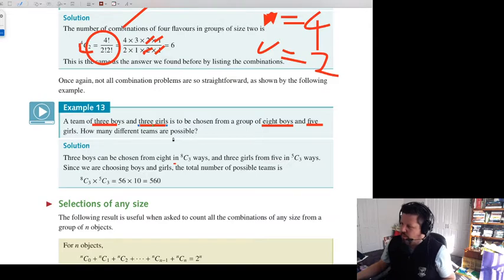If you then want to work out how many different teams are possible, you are multiplying the solutions to each of these. So we've got 8C3 multiplied by the girls, which was 5C3. That's 56, and this one here is 10. We can multiply that together. There are 560 possible teams for that.